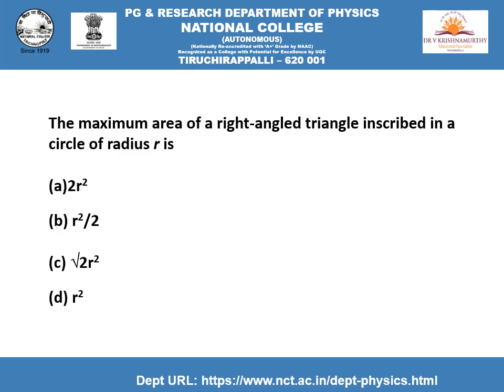Look at the first question on the screen. The maximum area of a right-angled triangle inscribed in a circle of radius r is: 2r square, 2 root 2 times r square, or r square. How to solve this?